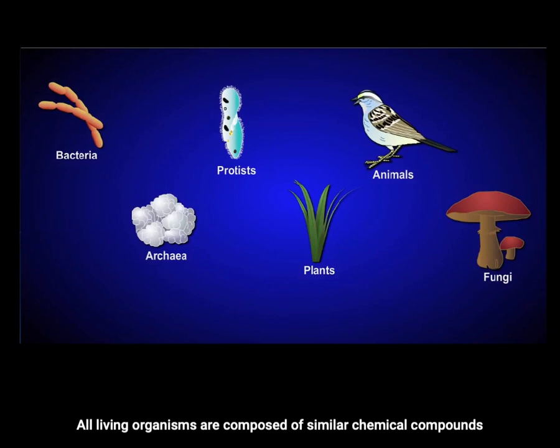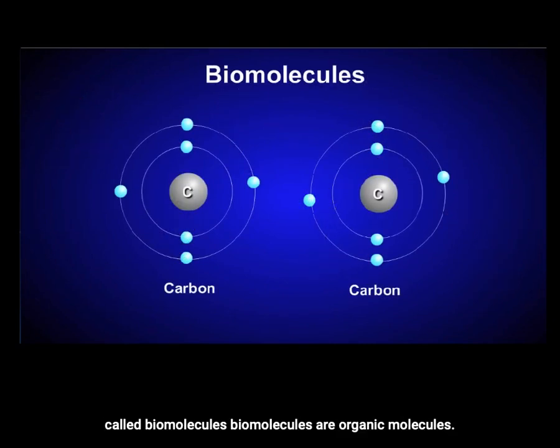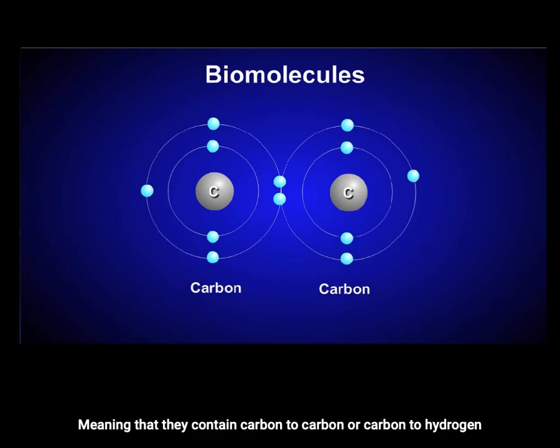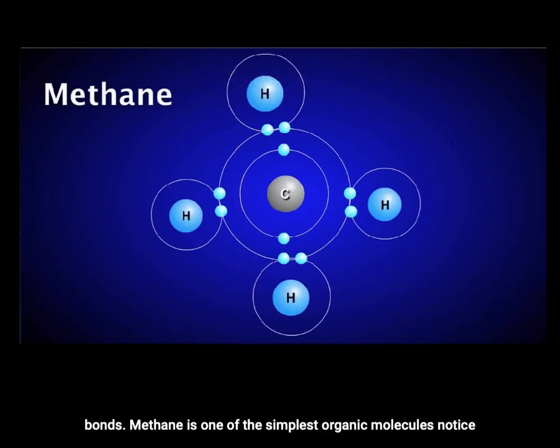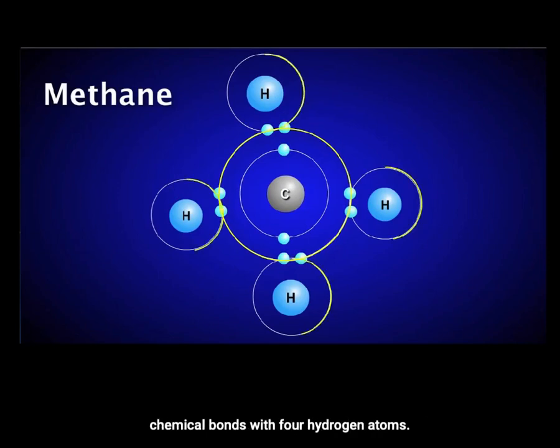All living organisms are composed of similar chemical compounds called biomolecules. Biomolecules are organic molecules, meaning that they contain carbon-to-carbon or carbon-to-hydrogen bonds. Methane is one of the simplest organic molecules. Notice that the central carbon atom, by sharing electrons, has formed chemical bonds with 4 hydrogen atoms.